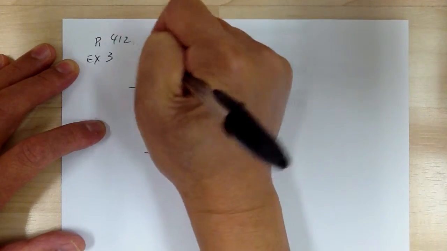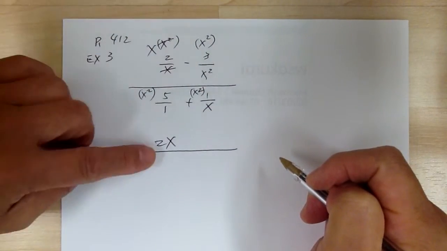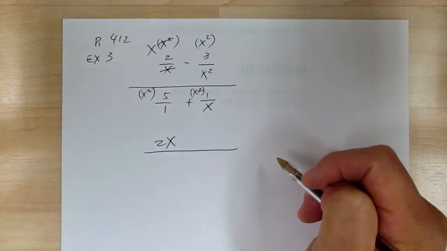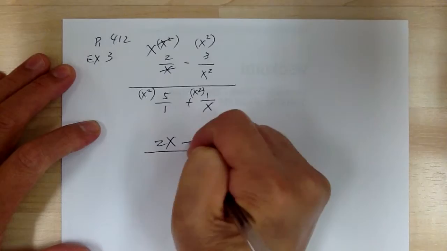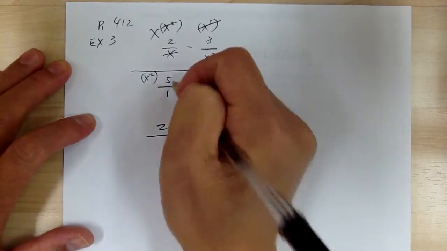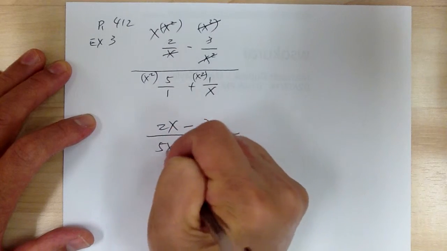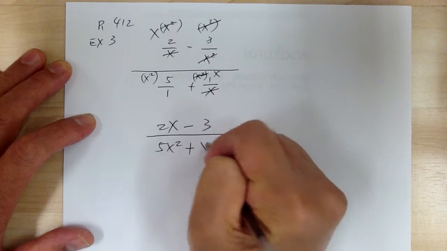So x and x cancel out, you get 2x, right? Again, as soon as you cancel, write it down, so you don't have to go back, because when you go back, you might miss something, you might make a mistake. Okay? So x squared cancels out with x squared, so you get 3. This one has nothing to cancel, so you get 5x squared. This one you cancel, you get x.